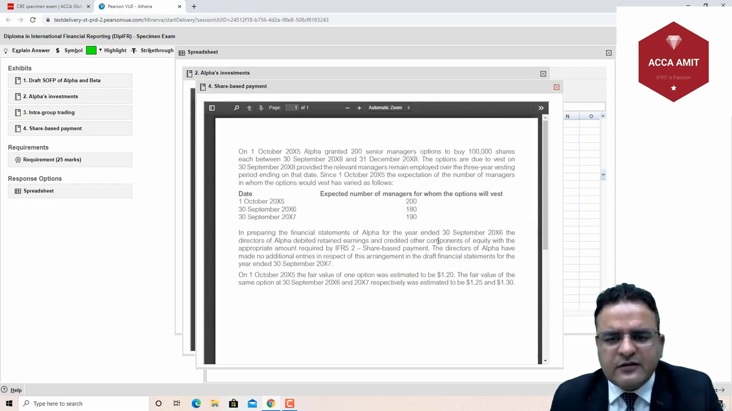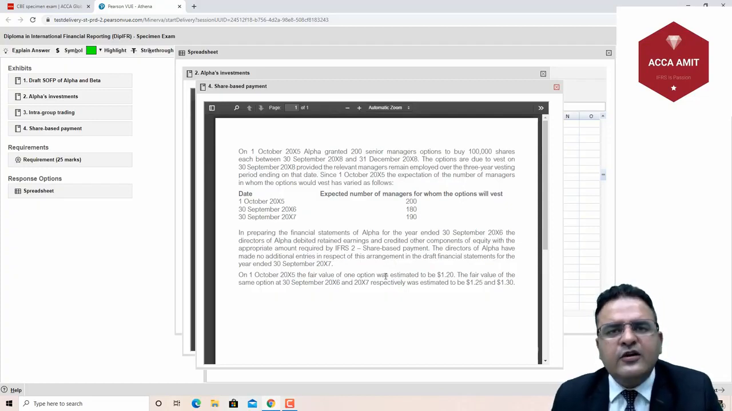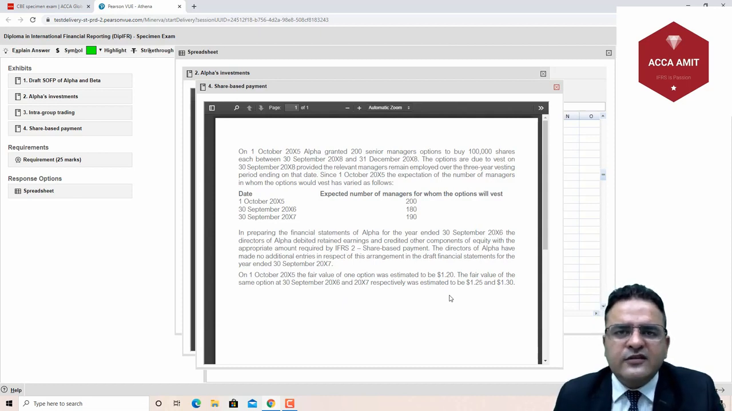In preparing the financial statements of Alpha for the year ended 30th September 2006, the directors of Alpha debited retained earnings and credited other components of equity with the appropriate amount required by IFRS 2 share-based payments. The directors of Alpha have made no additional entries in respect of this arrangement in the draft financial statements for the year ended 30th September 2007. And on 1st October 2005, the fair value of one option was estimated to be 1.20. The fair value of same option on 30th September 2006 and 7 are 1.25 and 1.30. Then in case of share options, we always take the fair value on the date of grant. So we'll leave this 1.20 as the fair value on the date of grant.